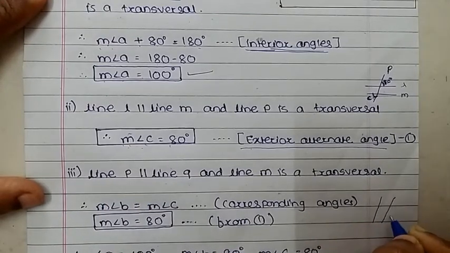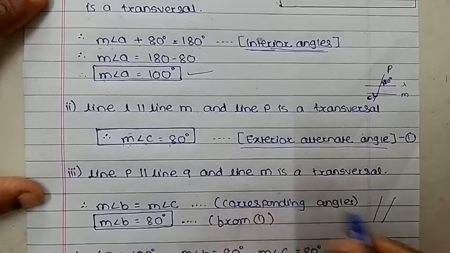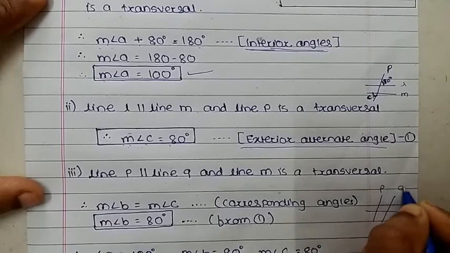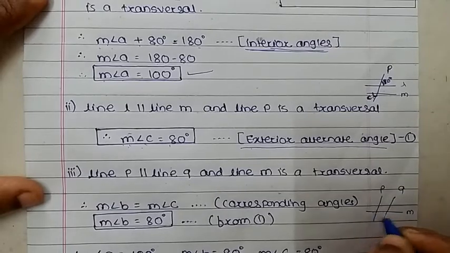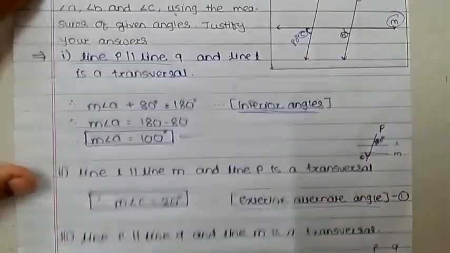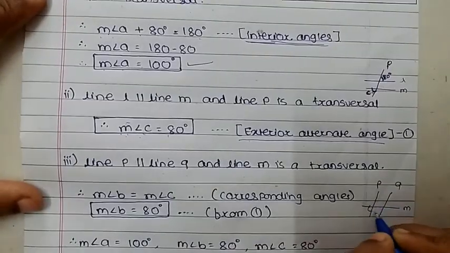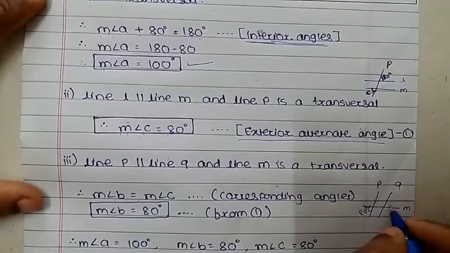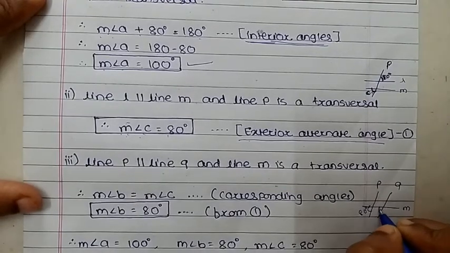These two lines are parallel, and we have to consider M as a transversal. This is M, P, Q. And we know that for the M side, this angle C is 80 degrees. So C is 80 degrees, and we have to find out this one.